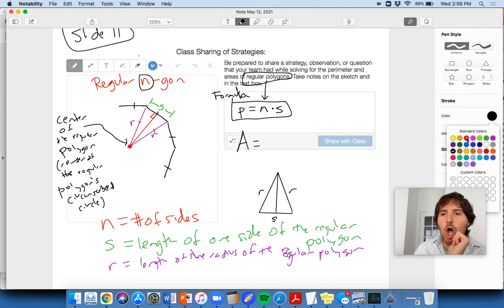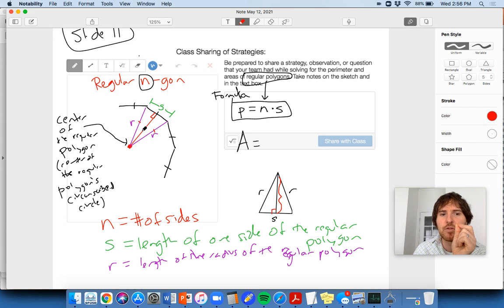So what that is called here, the height of the triangle, from the center of the regular polygon to one of the sides, the perpendicular distance. This is always perpendicular. That is going to get the variable A, and that stands for apothem.